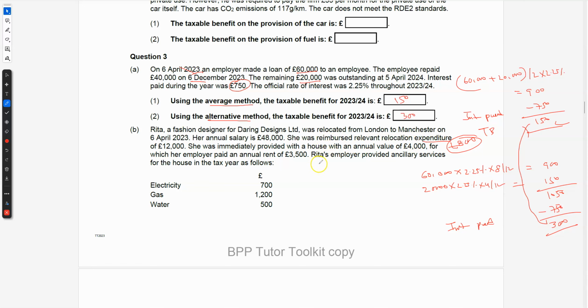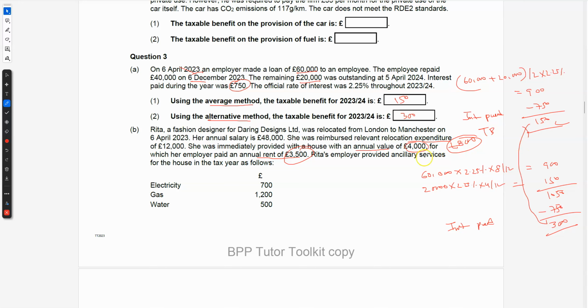She was immediately provided with a house with annual value of 4,000, for which her employer paid annual rent 3,500. So between the annual value and the rent paid, between these two, we need to pick the higher one, the bigger one. So you always have to pick the bigger one. So here the bigger one is 4,000.